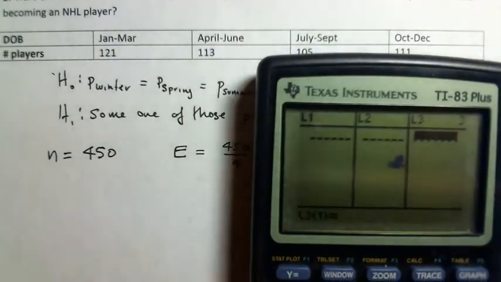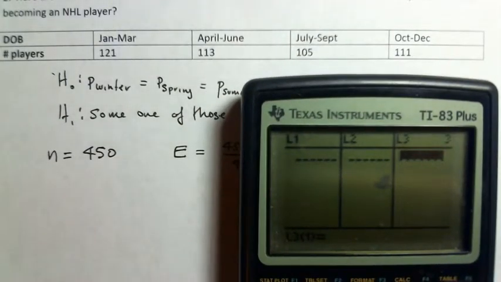Okay, so let's put all those original numbers. We'll put the observed values over here in list 1: 112, 113, 105, and 111. Oopsie. Now we'll put our expected values.